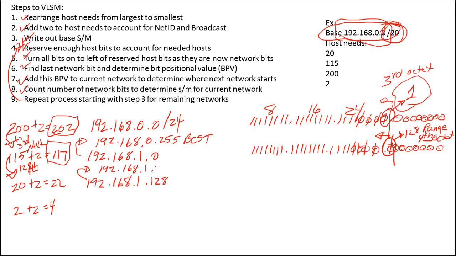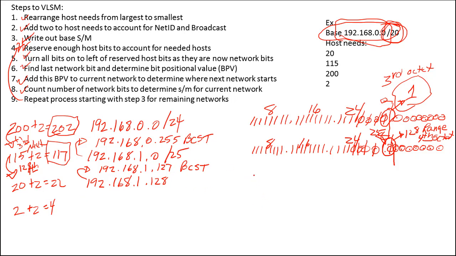192.168.1, take 1 away from the 4th octet, gives us a 127. That's our broadcast. Now we can count our network bits. 8, 16, 24, 25. This has a /25 as its network subnet mask. Now we just go back and repeat the process.